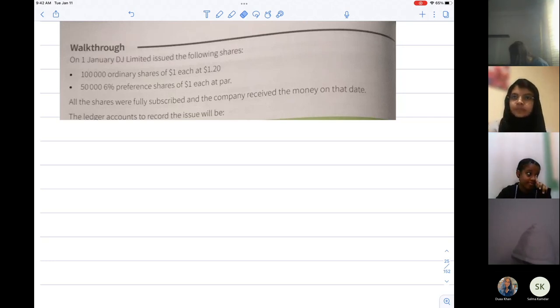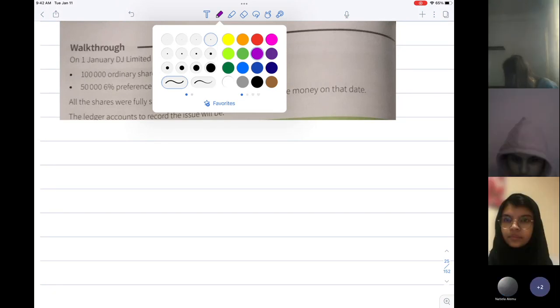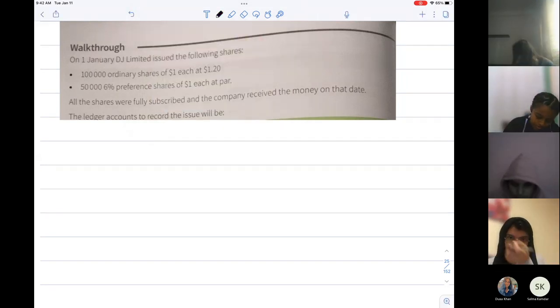Okay. I want you all to pass the journal entry for this issue. At the same time, I want you all to prepare four accounts: bank account, ordinary share capital account, share premium account, and preference share capital account.